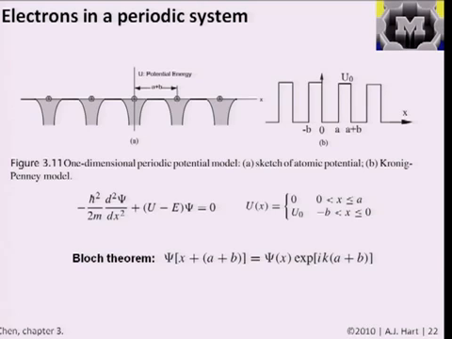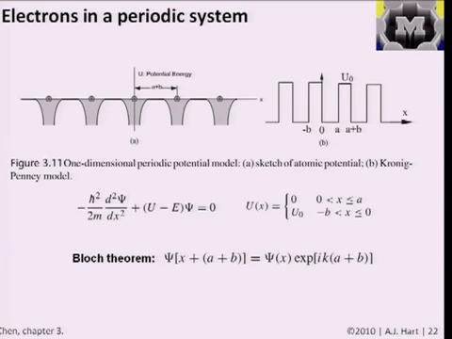And if we write the Schrodinger equation now, that second line, it's the same except that we have this U, the potential energy function. And U takes this simple form of being 0 between 0 and A on the x-axis, and then U0 between A and A plus B.